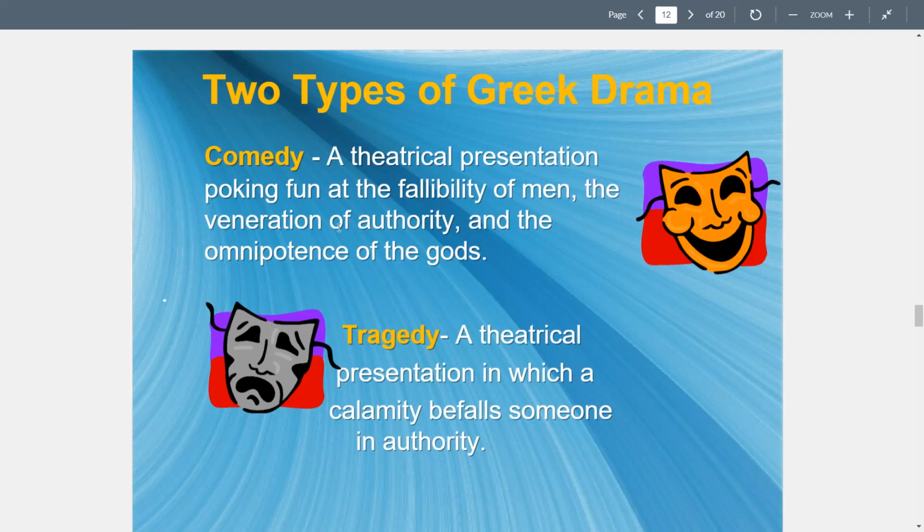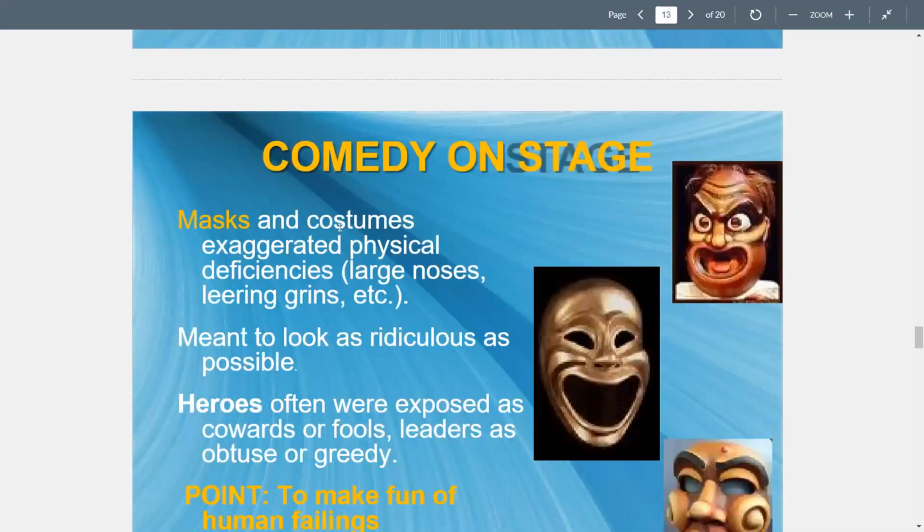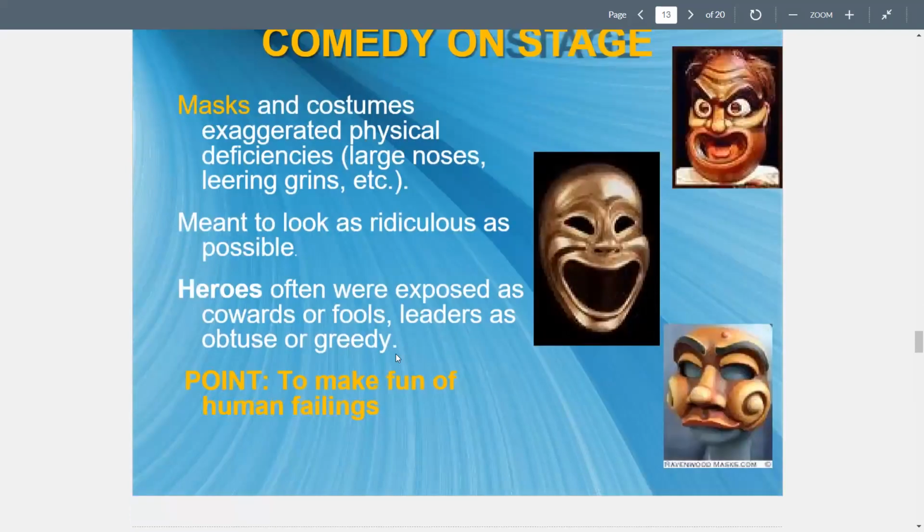And these two types, whereas now we think of comedic relief in tragedy or tragedy can befall in a comedy, these were very much two delineated subjects. You had no tragedy in comedy, no comedy in tragedy in ancient Greek drama. So in comedy, they would use masks and costumes to exaggerate physical deficiencies, to allow the characters to look as ridiculous as possible. And heroes were often exposed as cowards or fools, leaders as obtuse or greedy, and the whole point was to make fun of human failings.